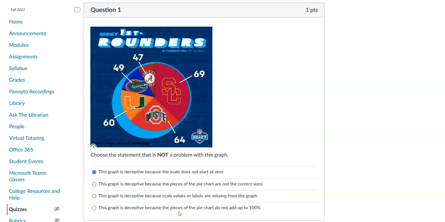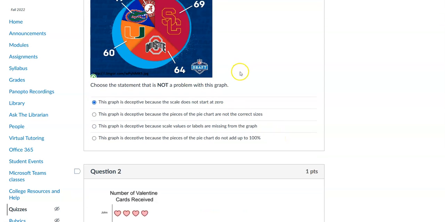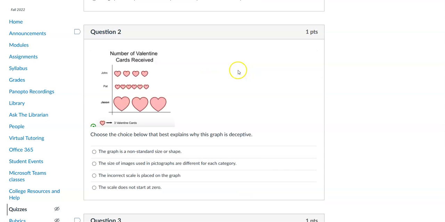Well, because scale values or labels, I don't know about that one. I think that probably isn't, well, I guess it's only one you can choose, so that helps us a little bit. And it's because the pieces of pies don't add up to 100, so that one really just doesn't have a scale starting at 0 because it's not one of those types of things. In the second one, the number of Valentine cards received, well, just for no reason, the hearts are 3 Valentine cards.